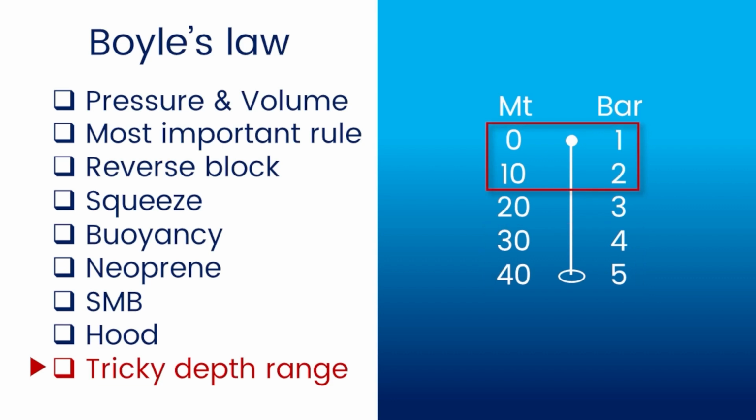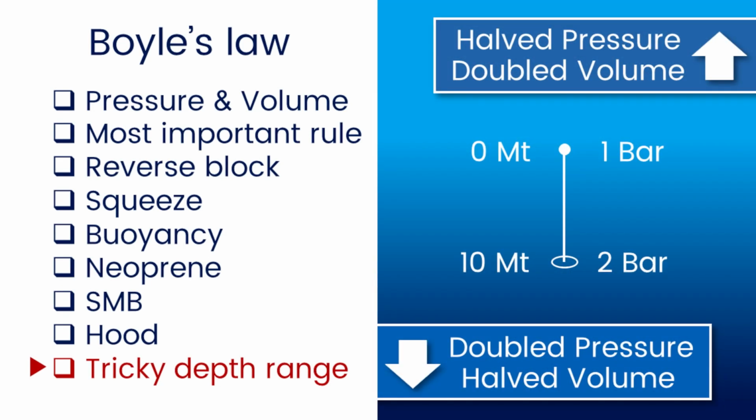But from 10 meters to the surface, the pressure varies from 2 to 1 bar, with a reduction of 1/2, or 50%. This means the volume of gas will double, or be 100% more than the original volume. This is the reason why the range from the surface down to 10 meters is particularly tricky, especially for beginner divers, and of course, in a reverse mode, the same happens moving from the surface toward the bottom.